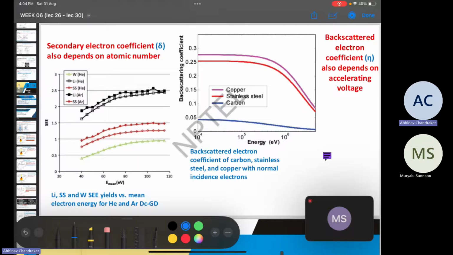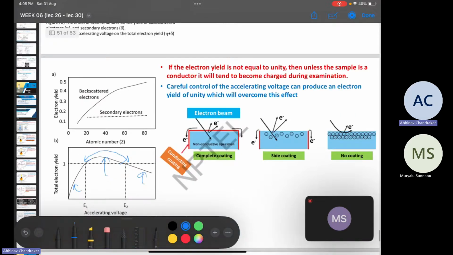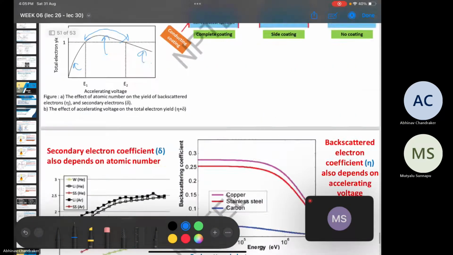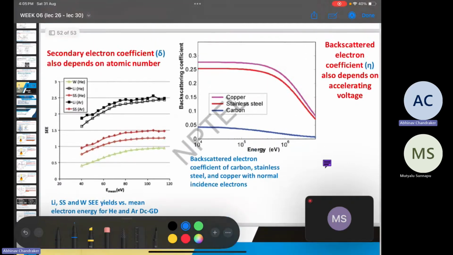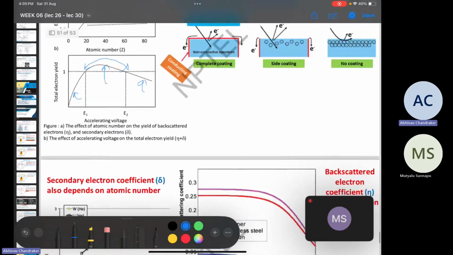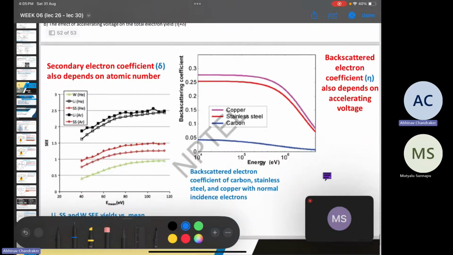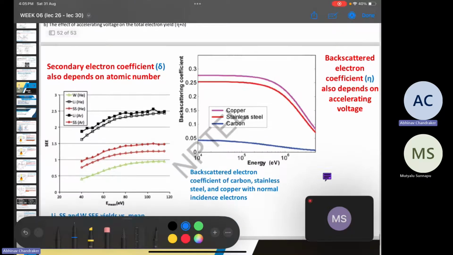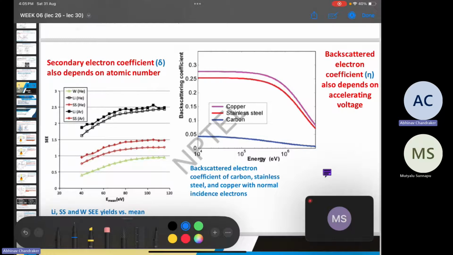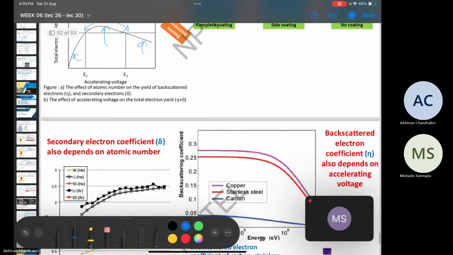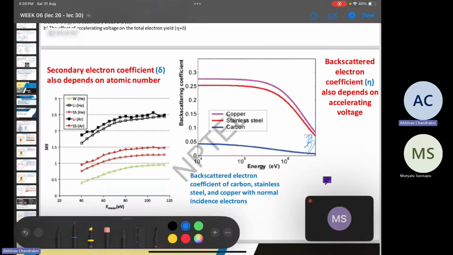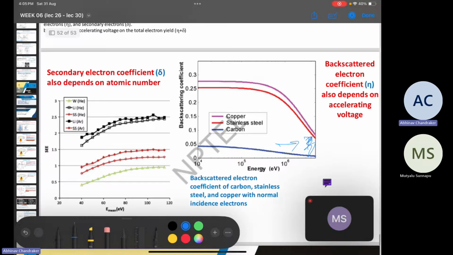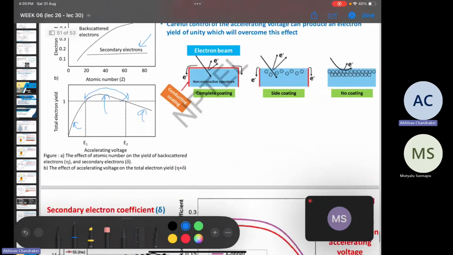Now, secondary electron yield can also depend on the atomic number. We have seen that the dependence is low. Also, the BSE yield can depend on the energy of the primary electrons. As the energy increases, the BSE yield decreases, and it also depends on the atomic number more strongly than the SE electrons.